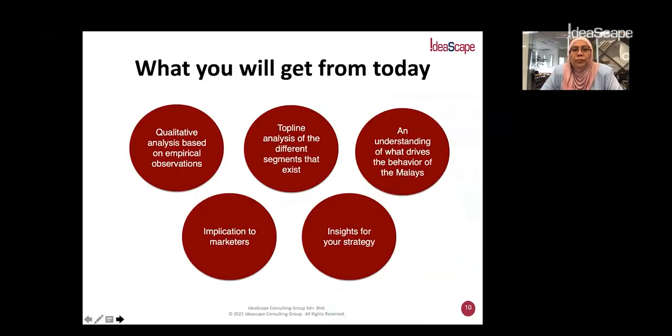What you will get from today is basically qualitative analysis based on empirical observations. This has been proven time and time again, so I dare say that it works. It is valid. You will be getting top line analysis from the different segments, and you'll be able to compare the differences between them, because it's easy to say, I'm targeting the Malays, but which segment of the Malays? Because the segments could behave very, very differently because their mindsets are different.